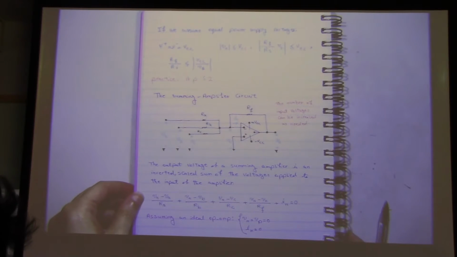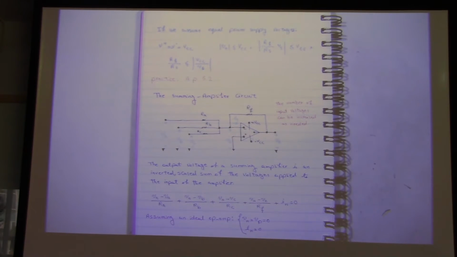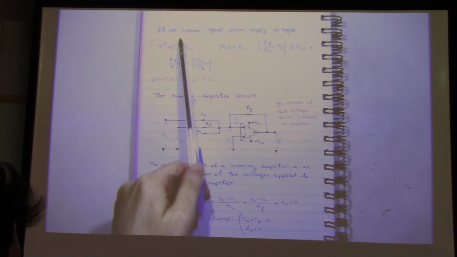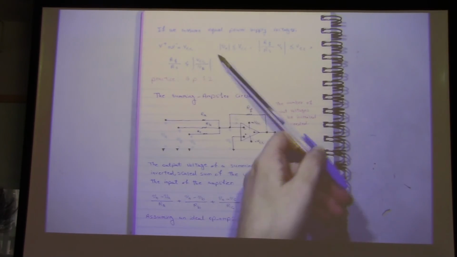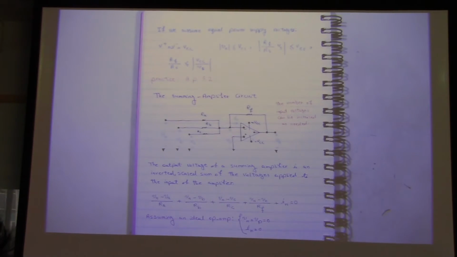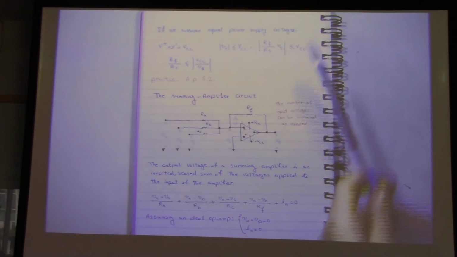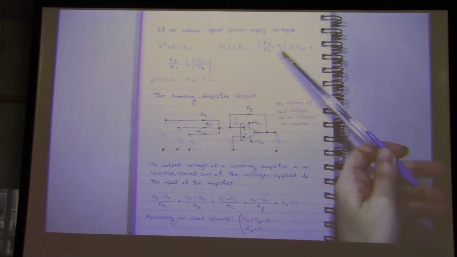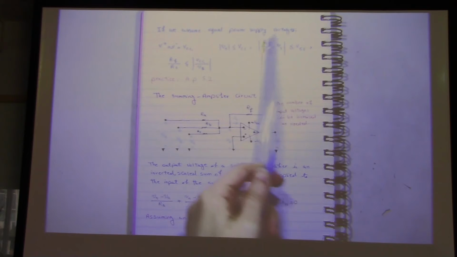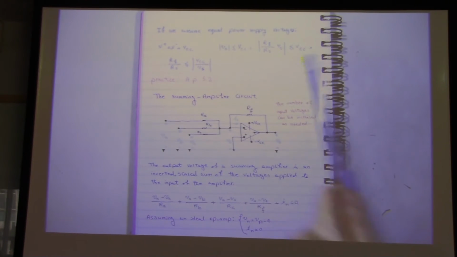So for op-amps which have equal power supply, it means V plus is equal to minus V negative is equal to VCC. So we can say this is the equation. Why? Because again we say V out is between minus VCC and plus VCC. Is that clear? So what is V out? V out is Rf over Rs times Vs. So this term is between minus VCC and plus VCC.